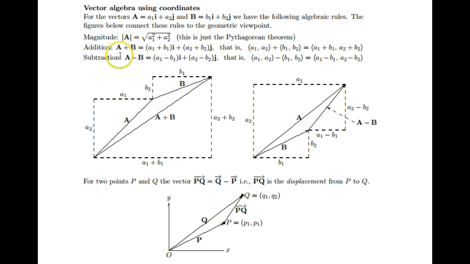All right, so in this lesson we're going to be considering vector A equal to A1 i plus A2 j, and vector B being equal to B1 i plus B2 j. Okay, so the first rule we have here is that we can algebraically calculate now the magnitude of A. It's going to be the square root of A1 squared plus A2 squared. This is just the Pythagorean theorem.